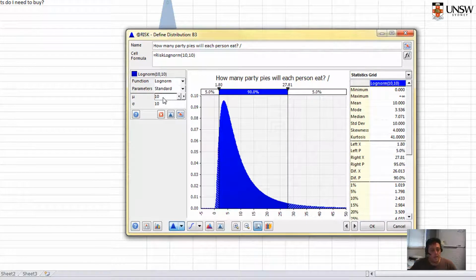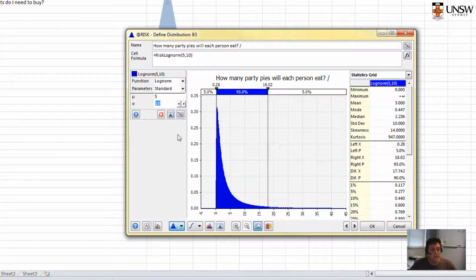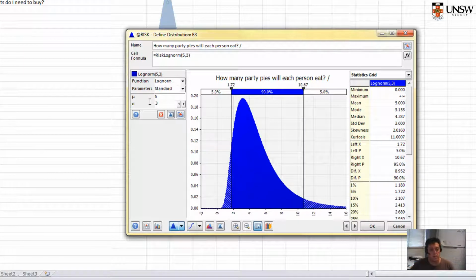I might say that people might eat on average 5 party pies. Here we have a standard deviation of 10. So this is showing that there could be a couple of really greedy people that are eating 20 party pies, but they're very few and far between. Most people are actually eating closer to 1 party pie. Let's broaden that out a little bit. I'll change that standard deviation maybe to a 3 and have a look at what that looks like.